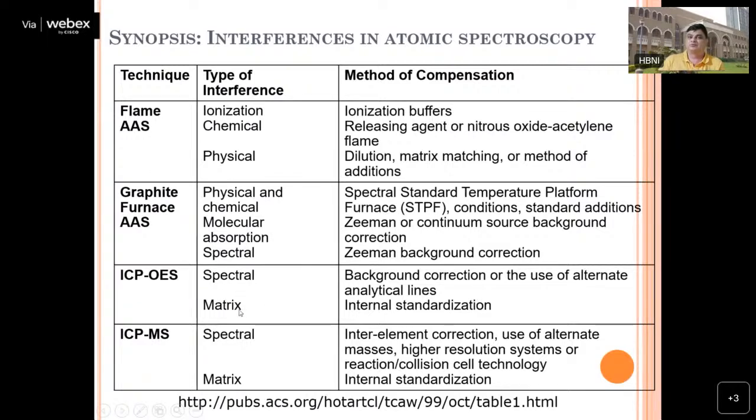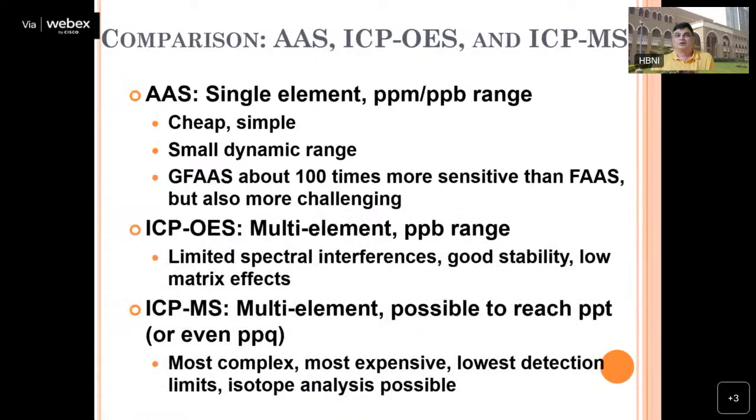In ICP-MS, there are spectral and matrix interferences, handled by background corrections or the use of alternate analytical lines. Internal standardization is a method, and standard additions are one of the best methods to handle matrix interferences. ICP-MS we will discuss later on.